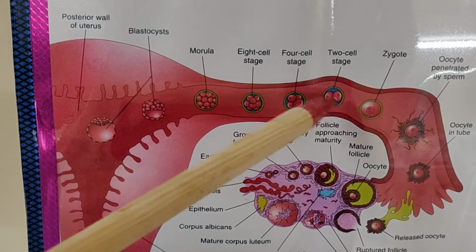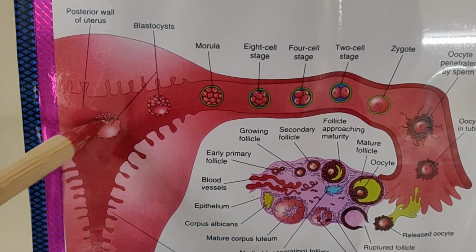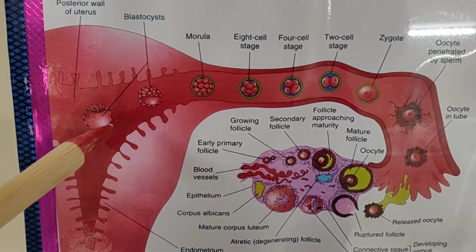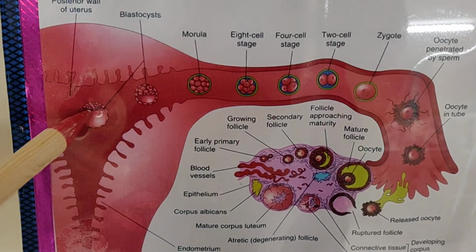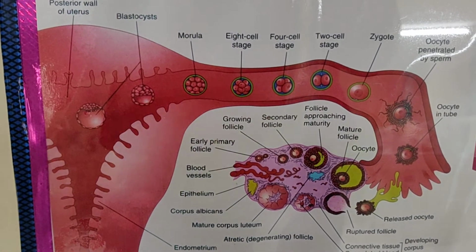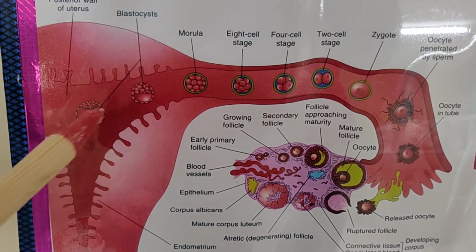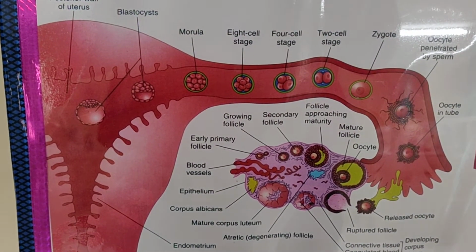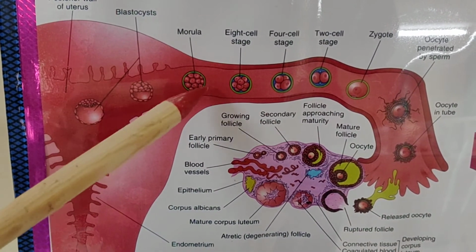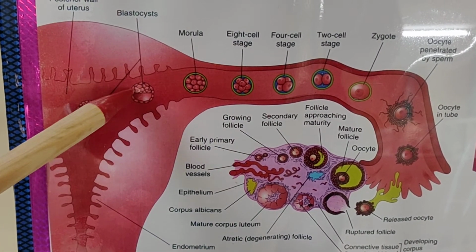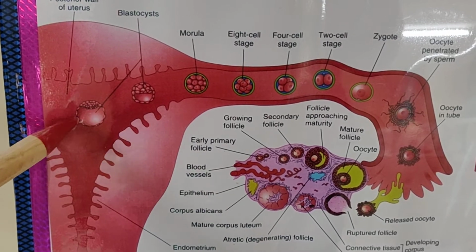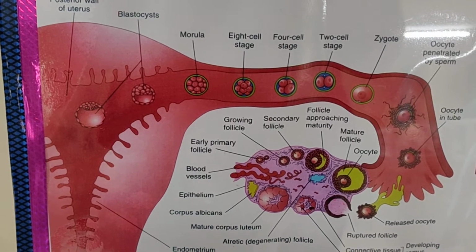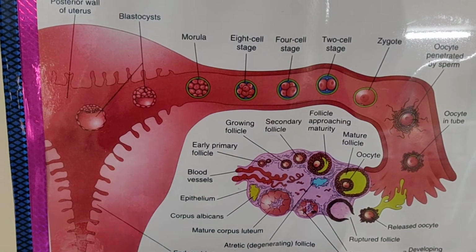And this structure moves towards the normal site of implantation, that is the upper part of the body of the uterus in the mid-sagittal plane. Most commonly it is the posterior wall, but it may also occur in the anterior wall of the body of the uterus. Now it is the formation of the morula and then the blastocyst, and this blastocyst enters the uterine cavity. So this is the normal implantation.